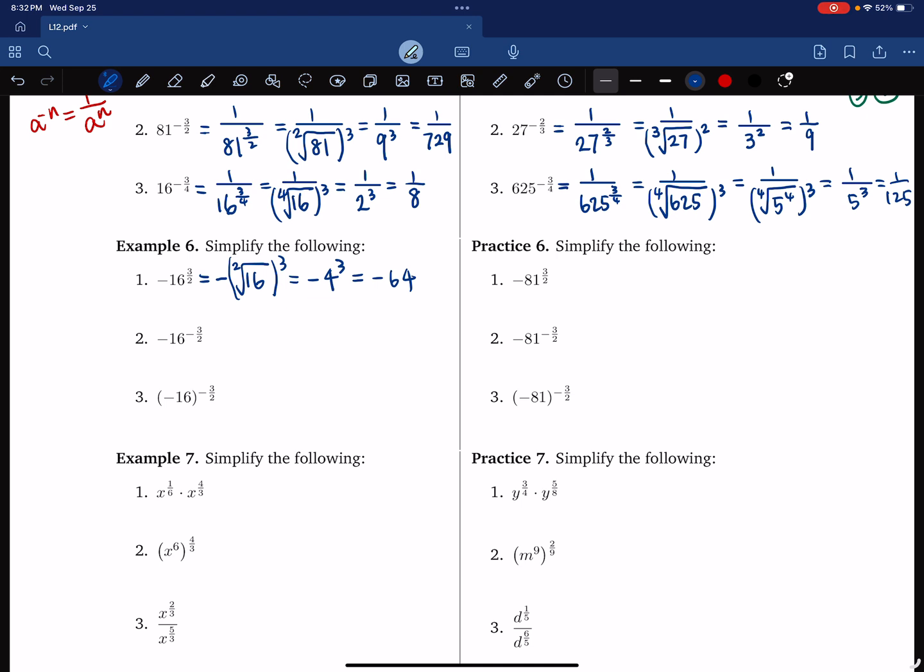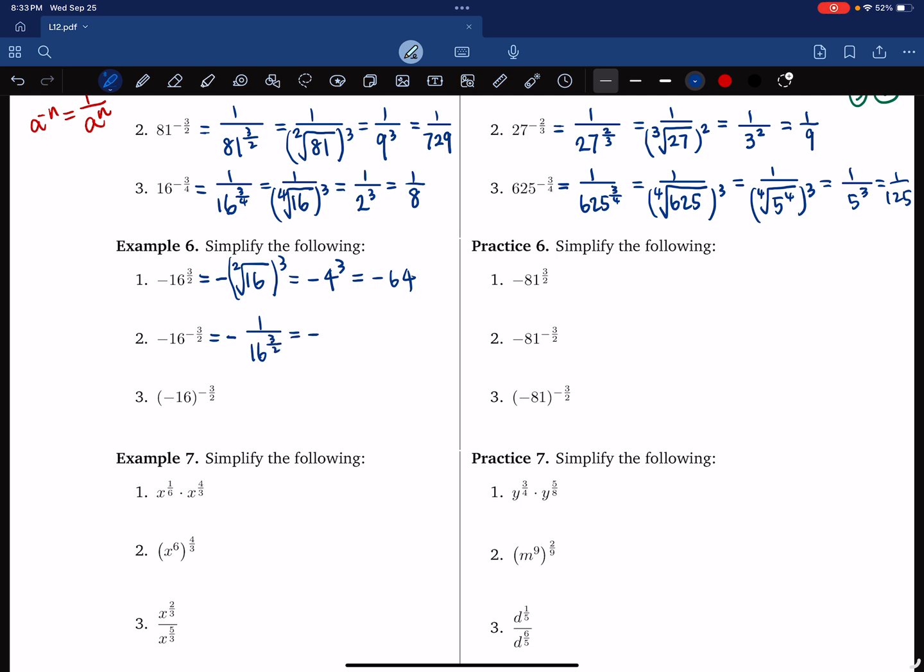Next one is negative 16 raised to the power of negative 3 over 2. Since we have a negative exponent, we're going to do the reciprocal first. But before you do that, you have to be careful. This negative sign is not part of the base, so you simply copy it. And then you do the reciprocal, okay? So we have 1 over 16 raised to the power of 3 over 2.